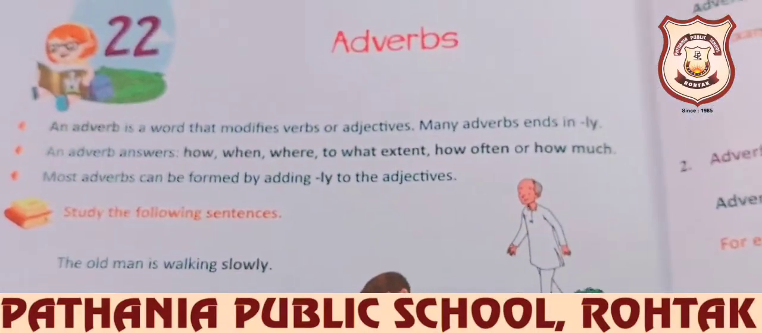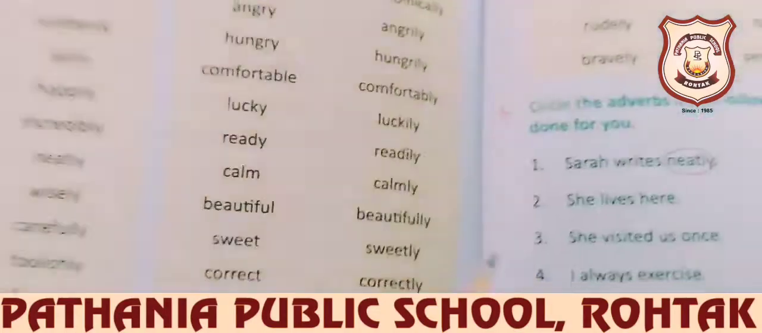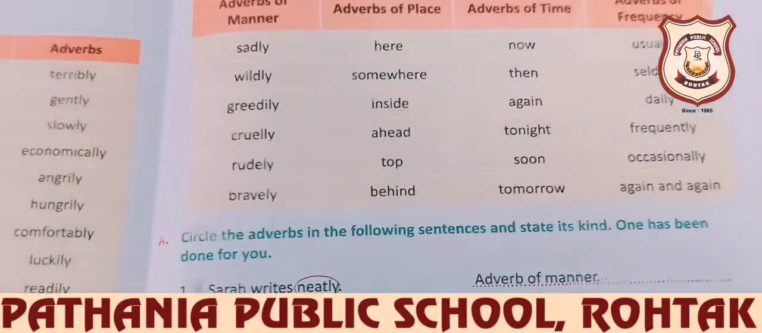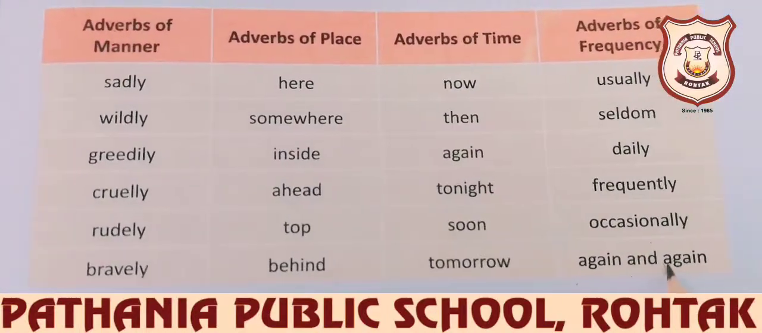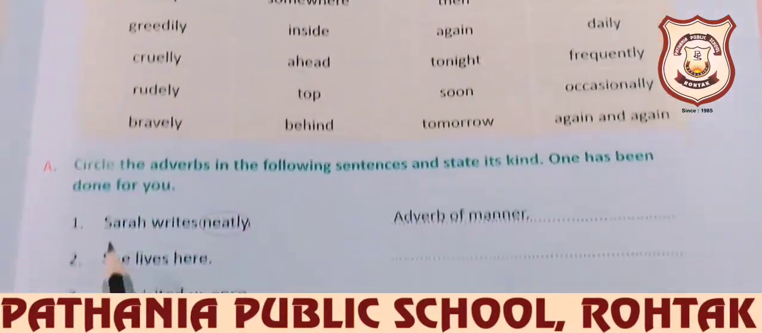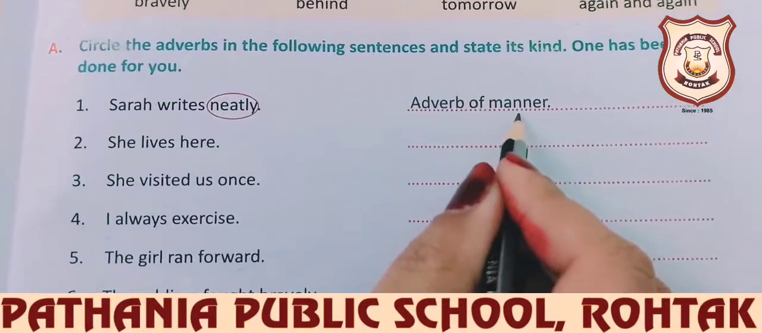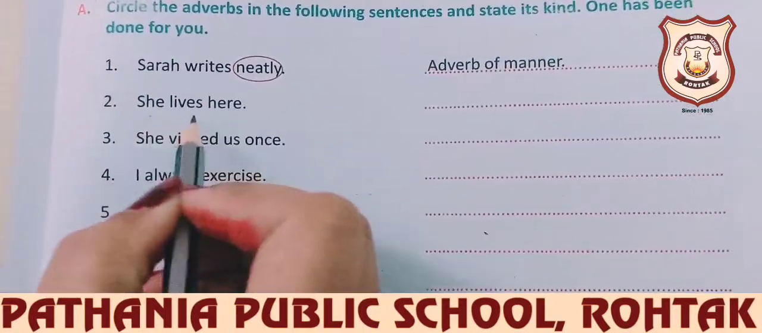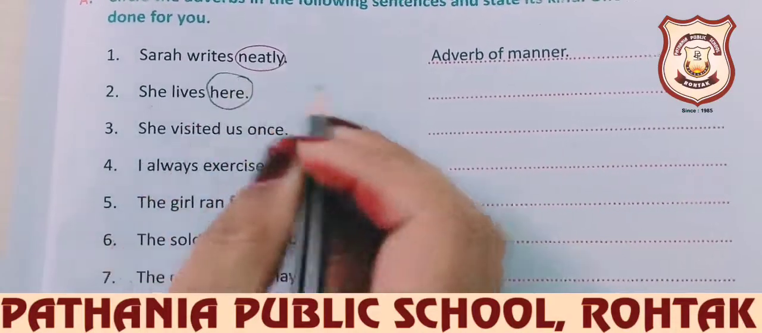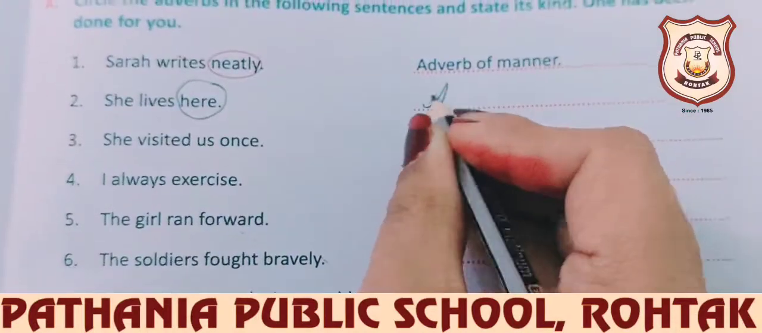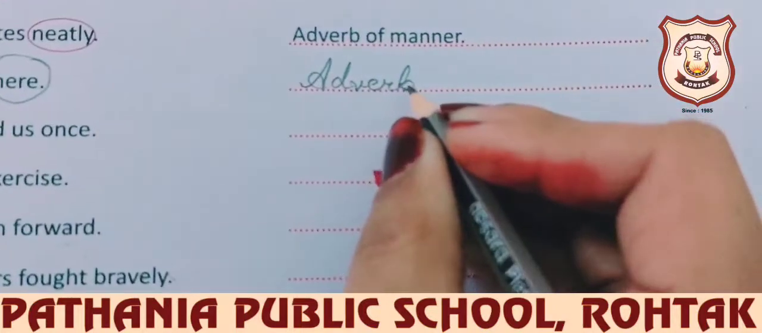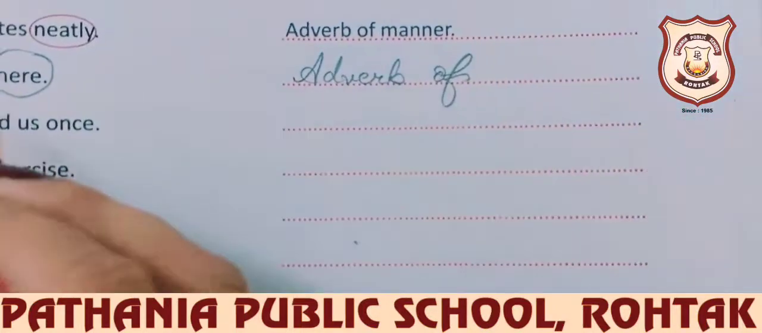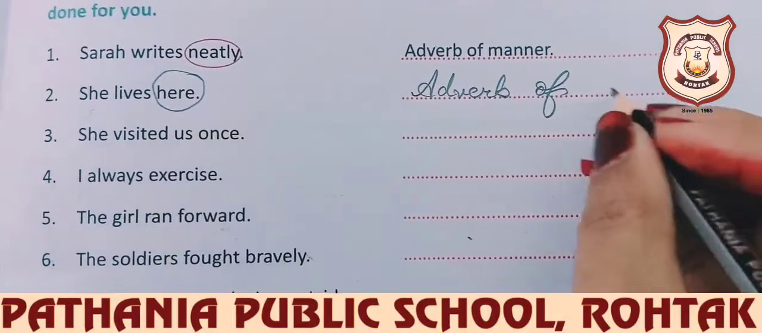Now we will proceed with the exercise part of this chapter. Learn all the examples of adverbs of frequency specifically. Sarah writes neatly, adverb of manner. She lives here. Where? Here. So, this is an example of adverb of place.